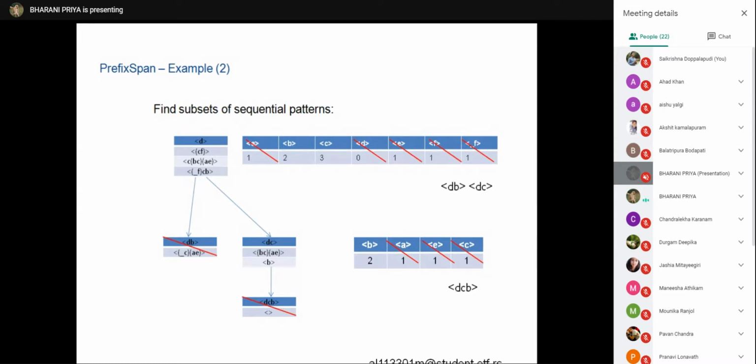So compared to the Apriori algorithm or a general sequential pattern algorithm, this is faster when compared to the previous algorithms.